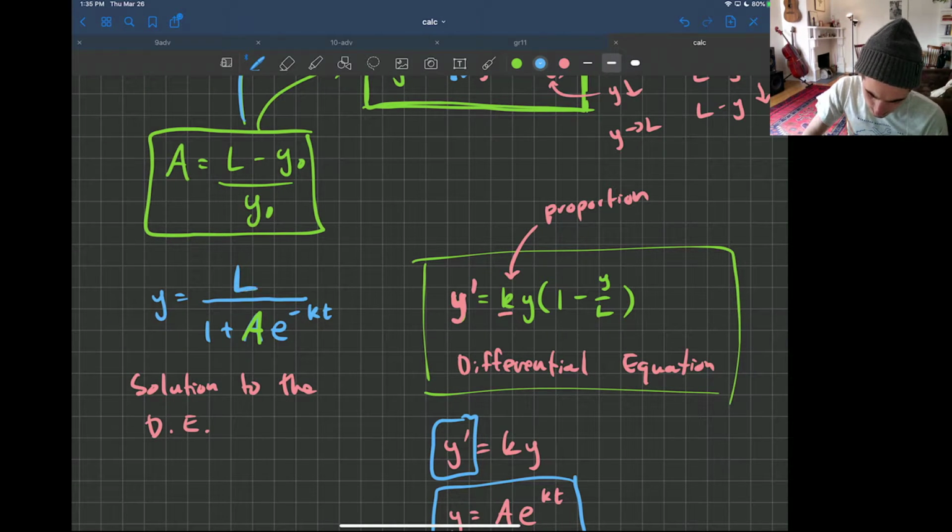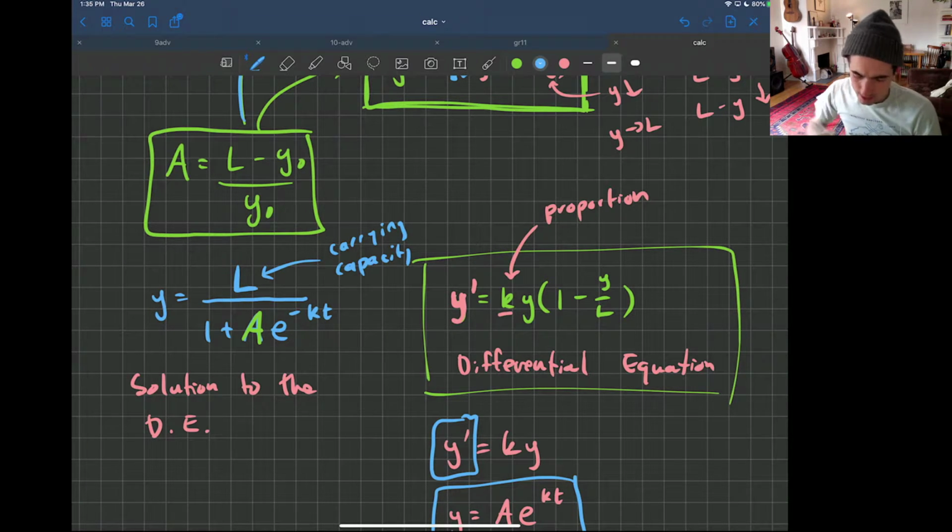So this L is the limit, right? I think that limit is kind of maybe a loaded word, so it's often also called the carrying capacity. Like that's the most we could possibly have. We can't have any more than L.